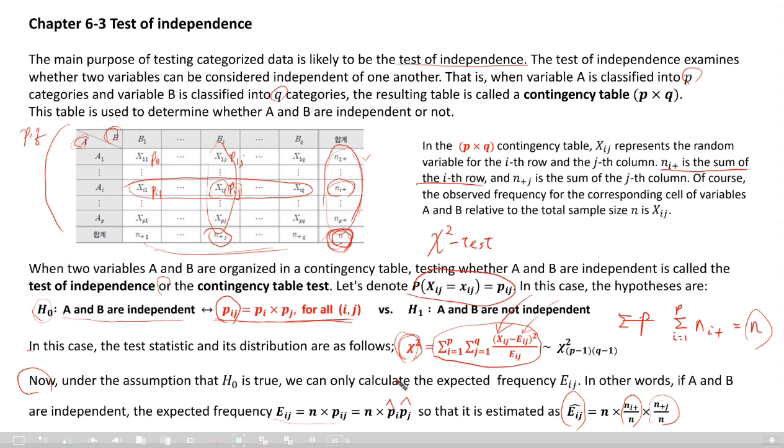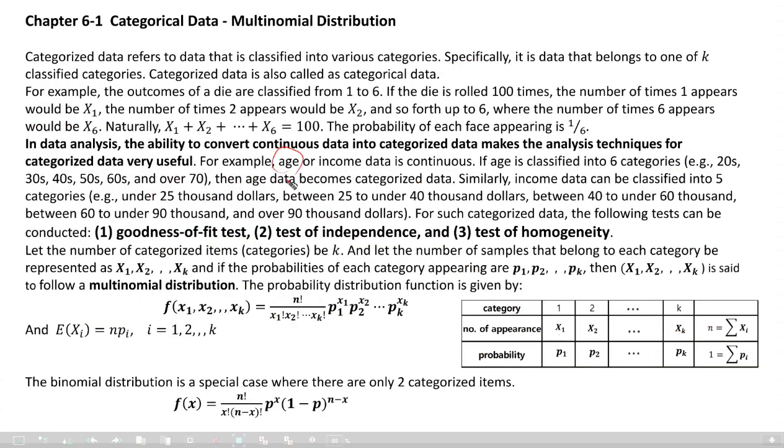By the way, how do we get a contingency table? Here, we have two continuous variables, age and income. But age can be classified into 6 categories, and income data can be classified into 5 categories, right? So we may get the contingency table for the age and income variables, and we may perform a test of independence between age and income. This is an example.